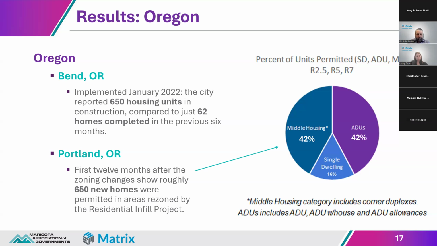So in Portland, the really big takeaway was that in the first 12 months, they also saw a huge influx of new homes. 650 new homes were permitted in their infill project areas. The vast majority of those units were missing middle housing types. There was also a significant chunk of ADUs. Single family dwellings were only 16% of the new starts.